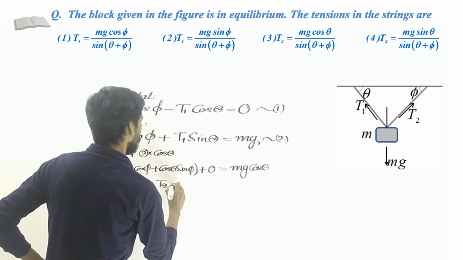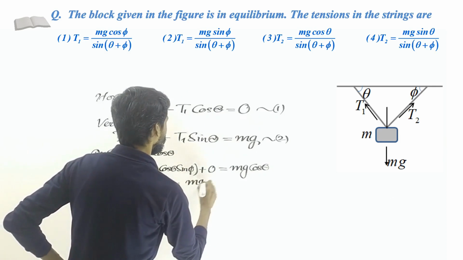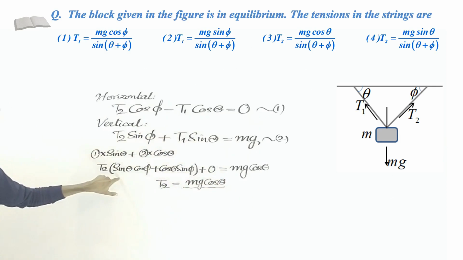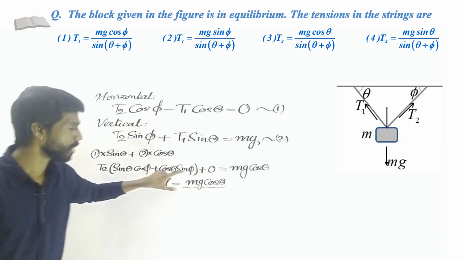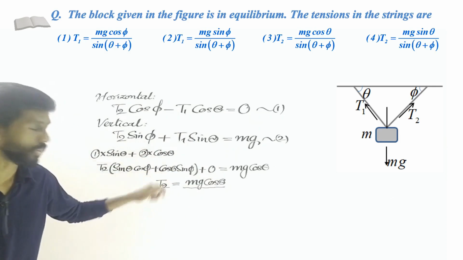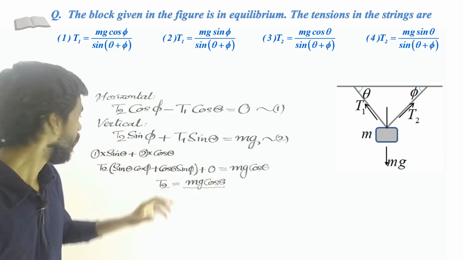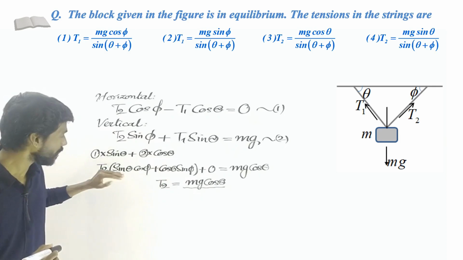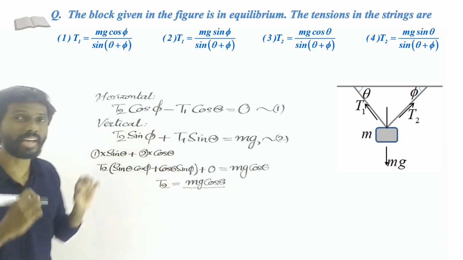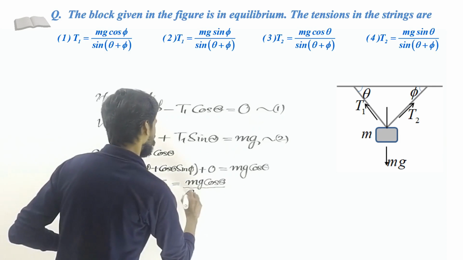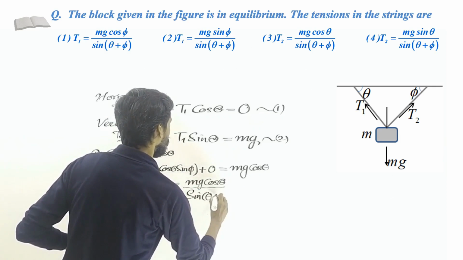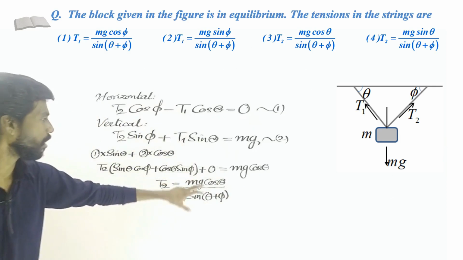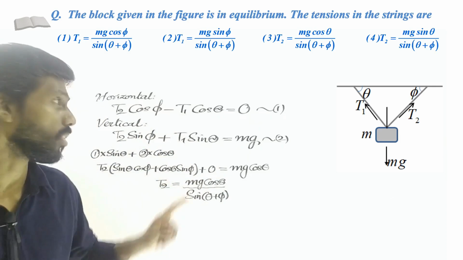So our required T2 equals mg cos theta divided by sin theta cos phi plus cos theta sin phi. Isn't it like sin A cos B plus cos A sin B? That is the formula for sin A plus B. So you need to know some basic trigonometric identity here. Sin A cos B plus cos A sin B is sin A plus B, which means sin theta plus phi. So T2 is mg cos theta divided by sin theta plus phi. So we found the tension T2.